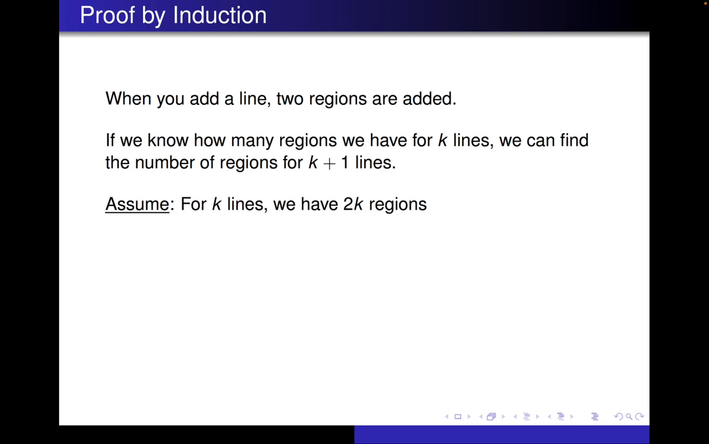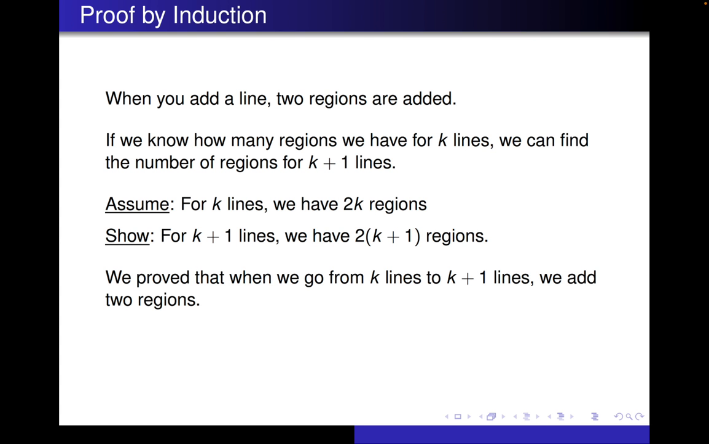We know it works for one line. We get 2 times 1. But who knows? What if for k lines we have 2k regions? So what happens if the formula works at some point in our process? What happens when we add one more line to get k plus 1 lines? Well, what we want to show is that the formula still works. We still have twice as many regions as we have lines. So if we have k plus 1 lines, we would want 2 times (k plus 1) regions.